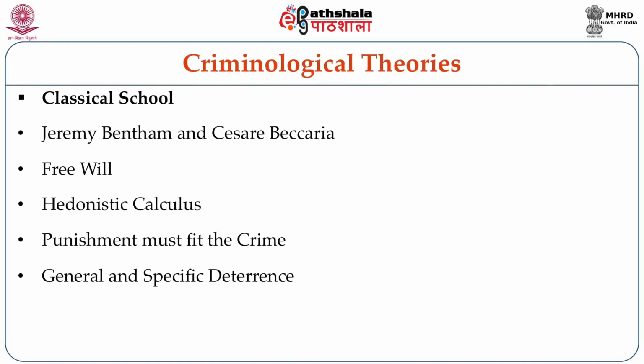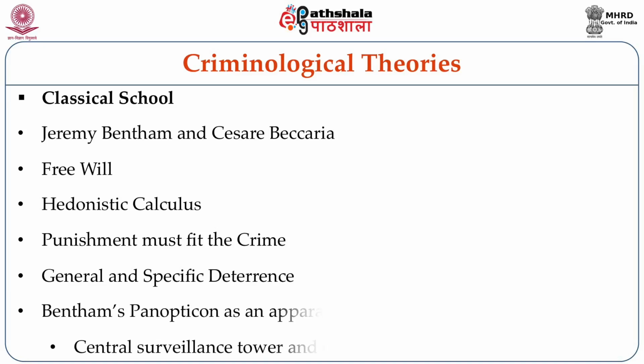They also came up with the principle of general and specific deterrence, that the purpose of law is to deter other people from committing the crime, not to take revenge against the criminal. They also said that the punishment must fit the crime. So you cannot have a disproportionate punishment to the crime that is being committed.